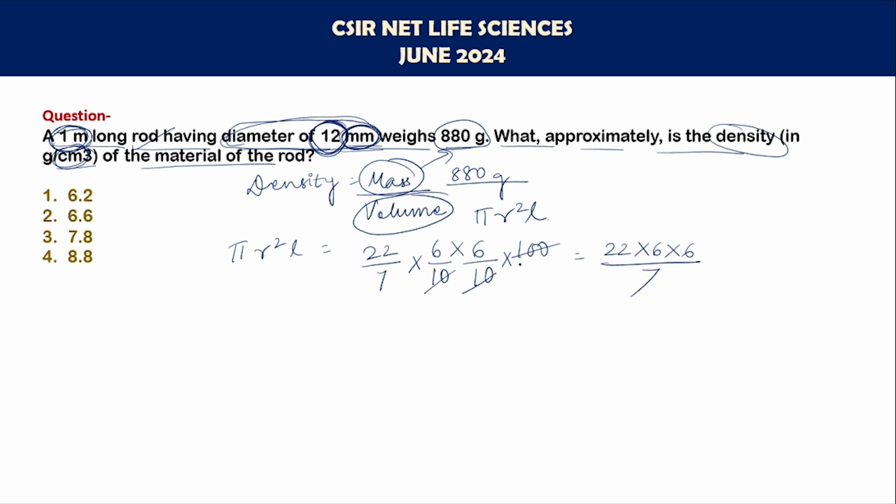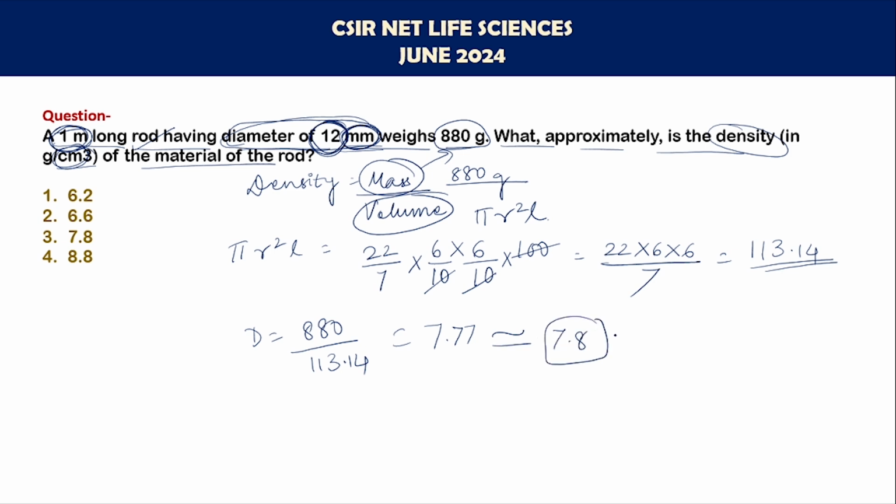Let me calculate first, then I'll tell you. That will be equal to 113.14. This is the volume that we have got. Now we'll calculate density. Mass is given, 880, upon 113.14. After calculating, you will get around 7.77, that is approximately equal to 7.8 gram per centimeter cube. So the answer is the third option.